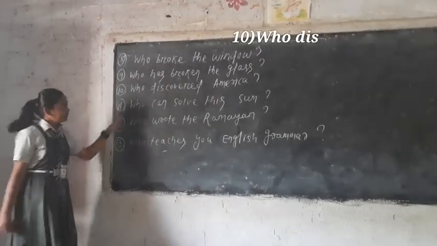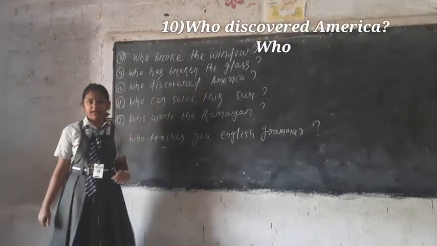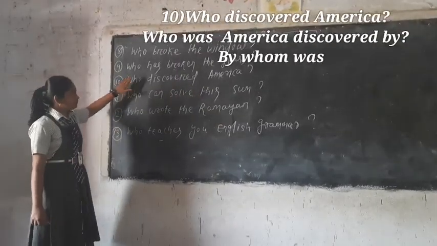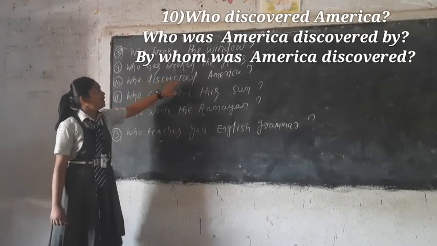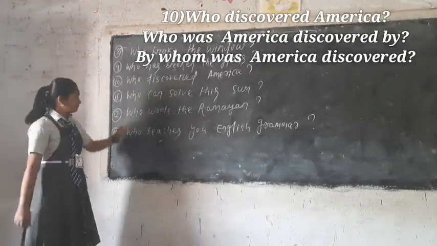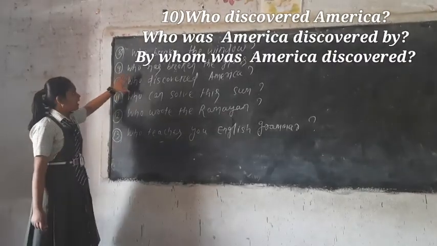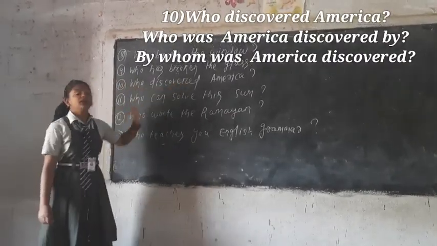Next example, who discovered America? Here there can be two passive forms. The first one is, who was America discovered by, and the next one, having by at the beginning of the sentence, by whom was America discovered.